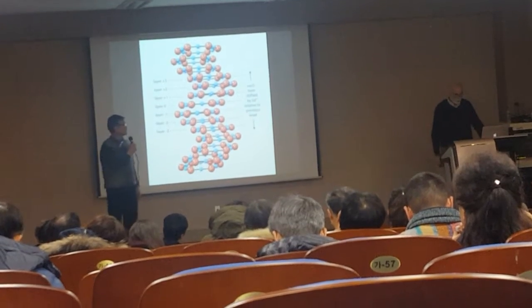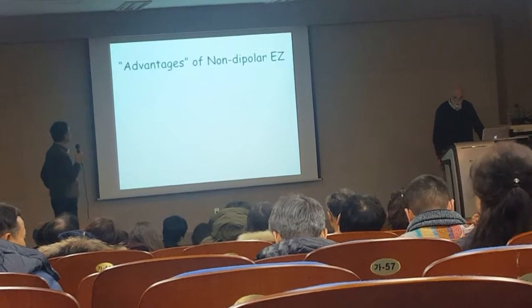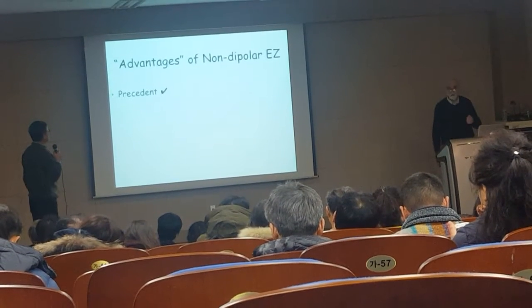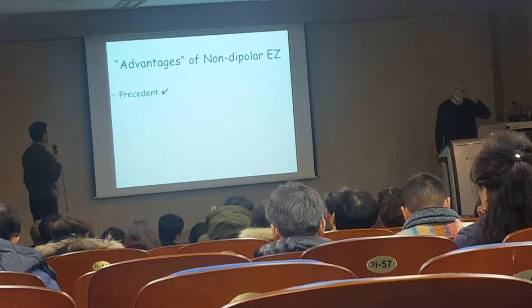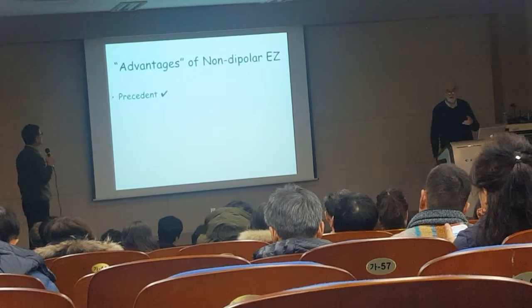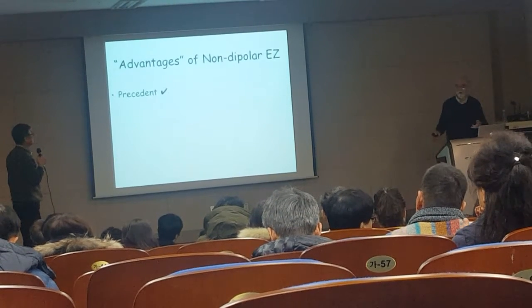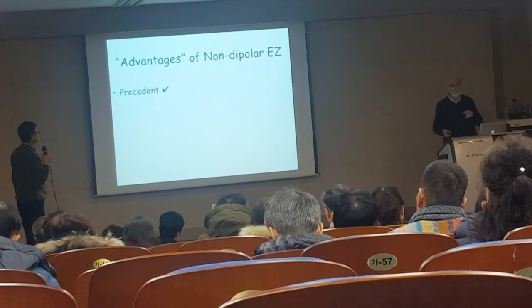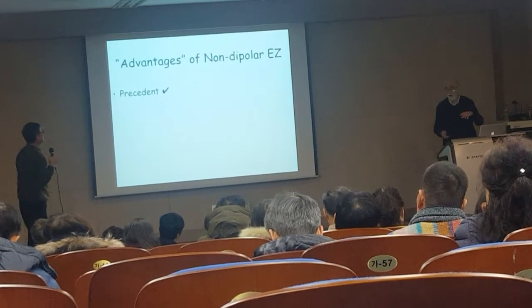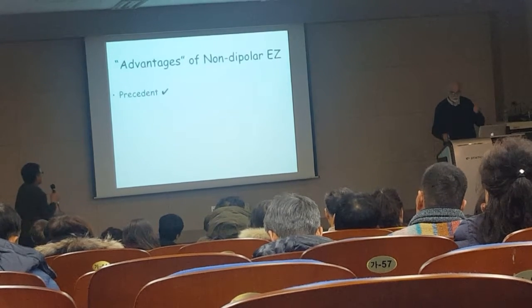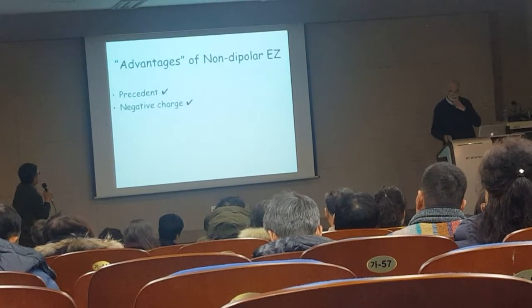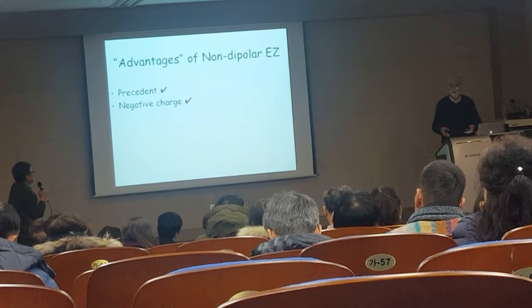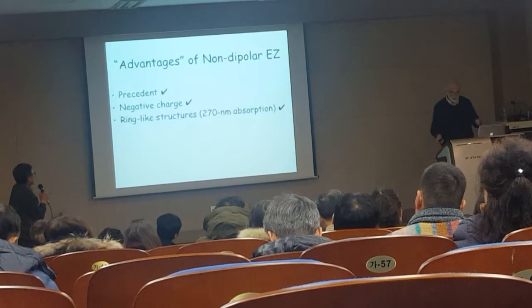So the advantages, so to speak, of this non-dipolar EZ is number one, precedent, right? The structure is not taken arbitrarily like a rabbit from a hat. It's similar to ice. It's not ice, but it's similar to ice, and that has important implications I'll get to, I hope, at the end. This model also has negative charge, which is what the experimental results dictate.